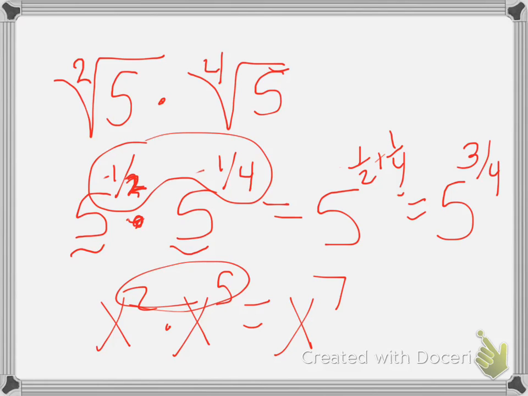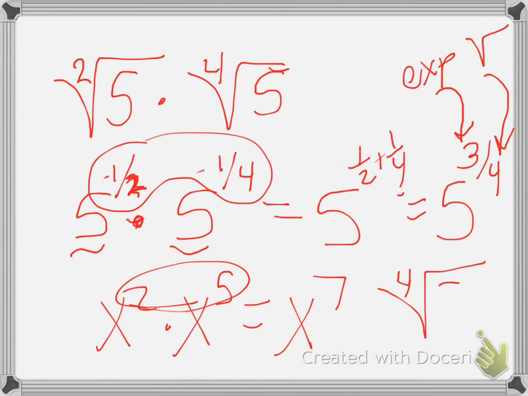And that ends up being, the numerator is your exponent, and the denominator is your index. So you get the 4th root of 5 cubed. So you get the 4th root of 125.